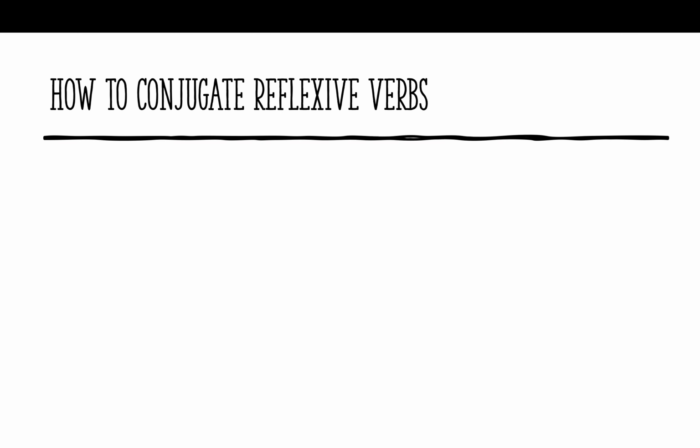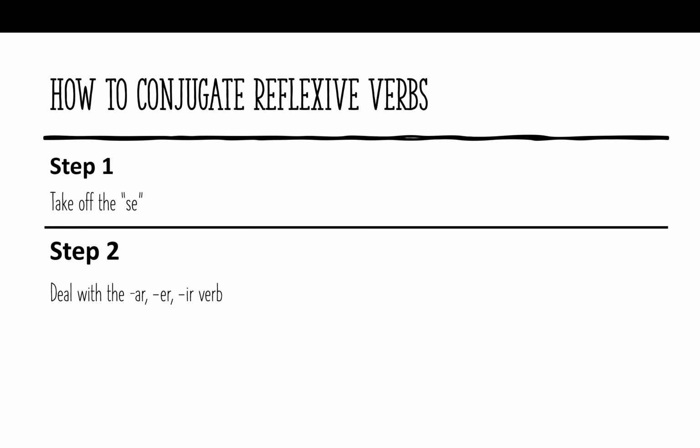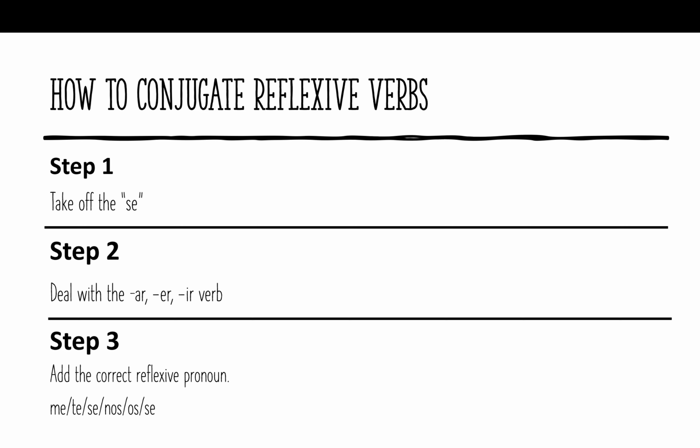So how to conjugate reflexive verbs. Step 1, take off the se. Step 2, deal with the AR, ER, or IR verb. And step 3 then is to add the correct reflexive pronoun. Me, te, se, nos, os, and se, going in the order I, you, he or she, we, ye, and they.